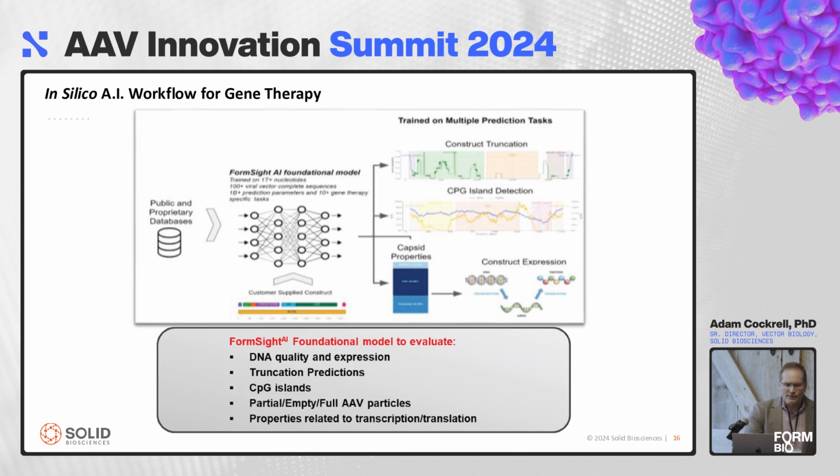So what does the in silico AI workflow look like? This is all Form Bio's. This is their FORMsightAI foundational model. You'll hear more about that hopefully later. To me, I call it the black box. Something goes in, something comes out that you hope is better. So you have a bunch of public and proprietary databases that they're using, and then you have private information that can also go into this. And then what you're getting out is hopefully a better construct that has reduced truncations, CPG islands, like I mentioned, and then will lead to a better product that gives you better expression, hopefully something that you can eventually predict.